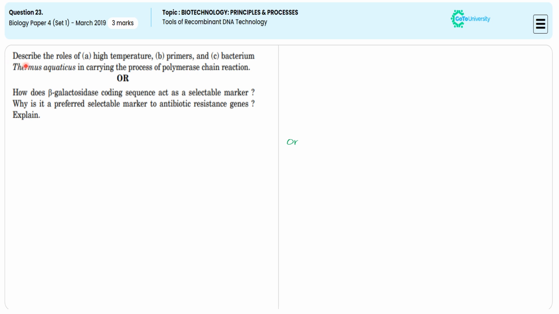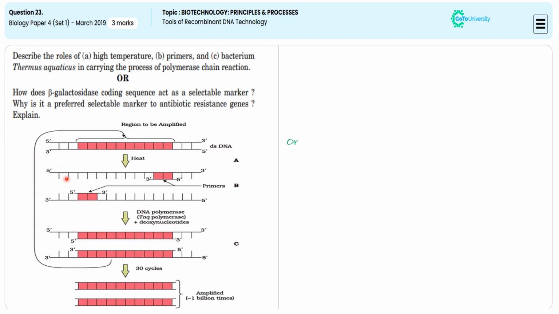In this 3-mark subjective question, they are directing us to specify the role of the high temperature, primer and Thermus aquaticus enzyme in the polymerase chain reaction technique. For this, we are bringing the CBSE-centric PCR picture for better narration, but in the exam it is not necessary to draw.